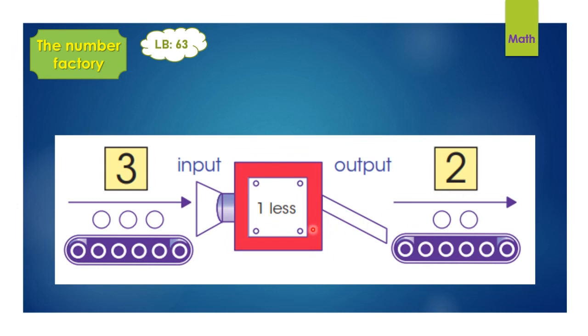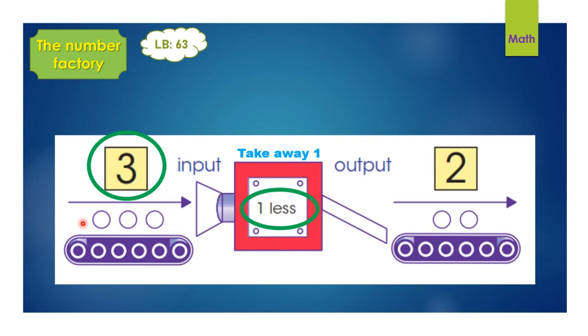Now I have here a different machine. First I have number 3. I want to put it inside the machine, and the machine wants to make 1 less. When we said 1 more, it's add 1. When I say 1 less, who can tell me? Yes, it's take away 1. So all I have to do is take away 1.